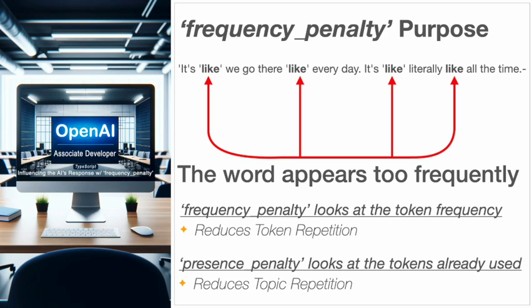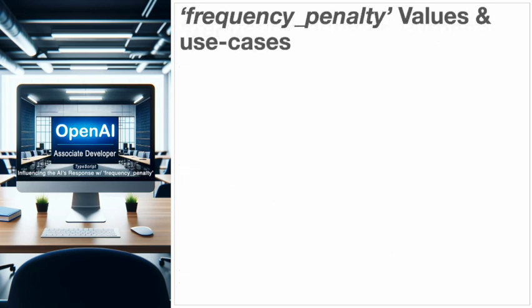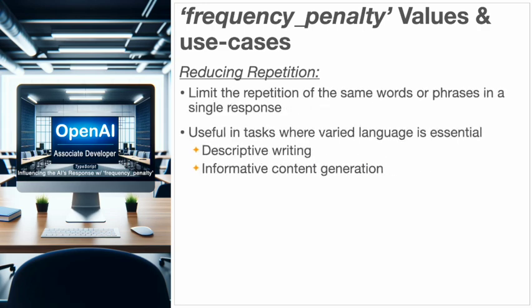Let's break down how the frequency penalty works and its impact. 1. Reducing repetition. The primary purpose of the frequency penalty is to limit the repetition of the same words or phrases in a single response. This is useful in tasks where varied language is essential, such as descriptive writing or informative content generation.